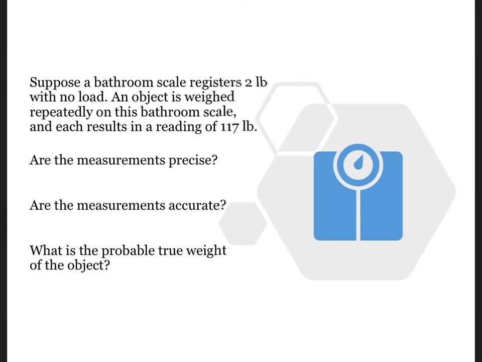Suppose a bathroom scale registers 2 pounds without a load. An object is weighed repeatedly on this bathroom scale, and each results in a reading of 117 pounds. Are the measurements precise? The repeated measurements are identical, so yes, the measurements are precise. Are the measurements accurate? No, the measuring device was not zeroed properly, so it's falling away from the true value. What is the probable true weight of the object? Probably 115 pounds, accounting for the 2 pounds before we put anything on it.